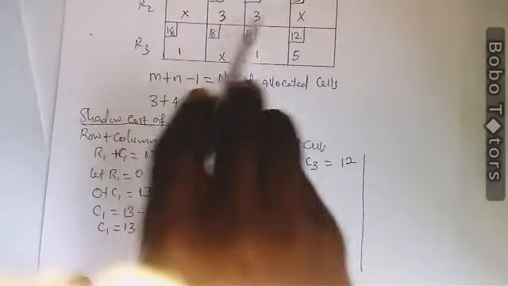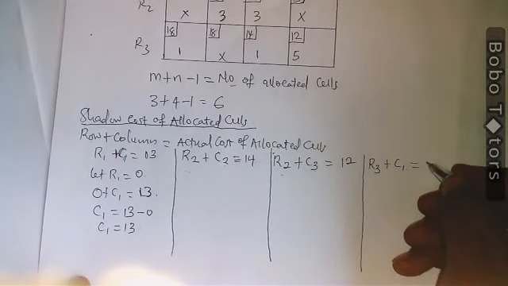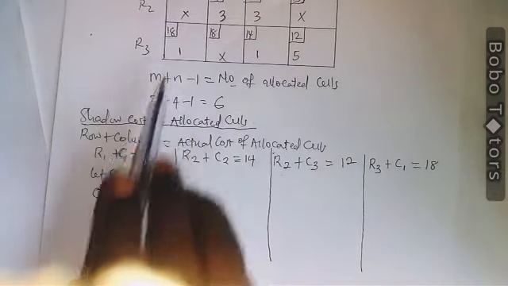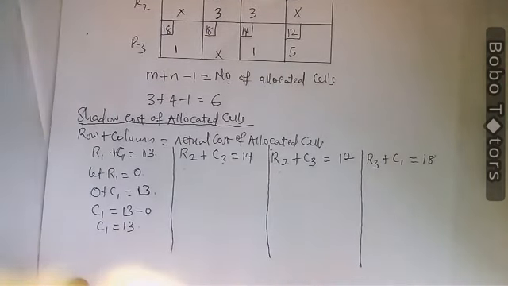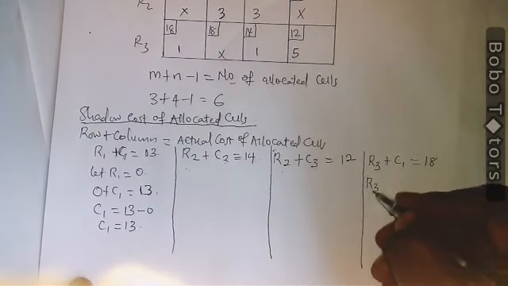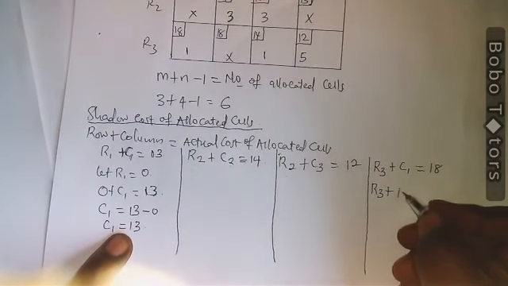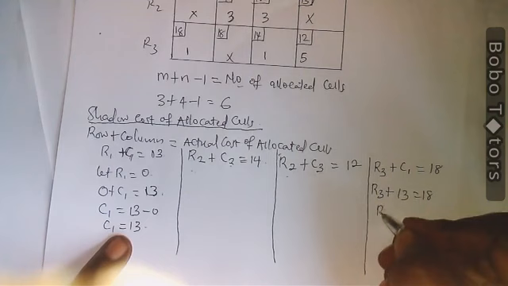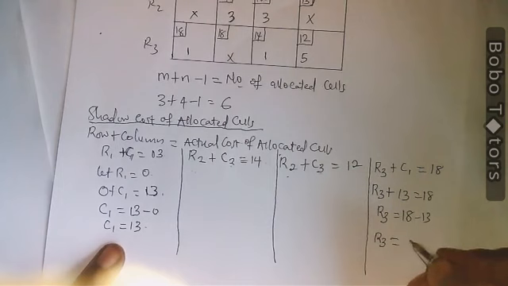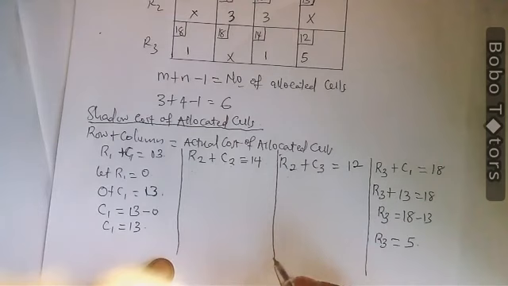Now, let's go to row 3 plus column 1 equals to 18. I know my column 1 to be 13 from what I calculated here. So row 3 plus column 1, which is 13, is equals to 18. So row 3 is equals to 18 minus 13. Row 3 is equals to 5. Remember, I now know my row 3.